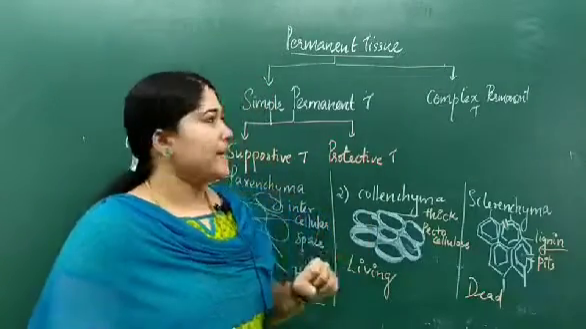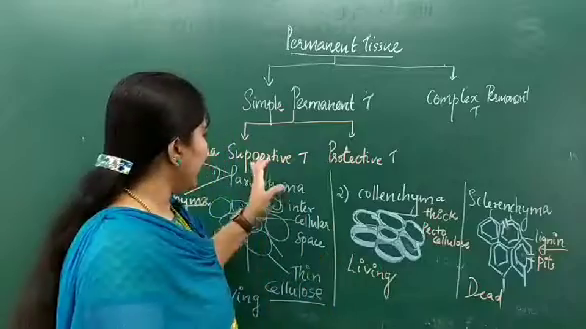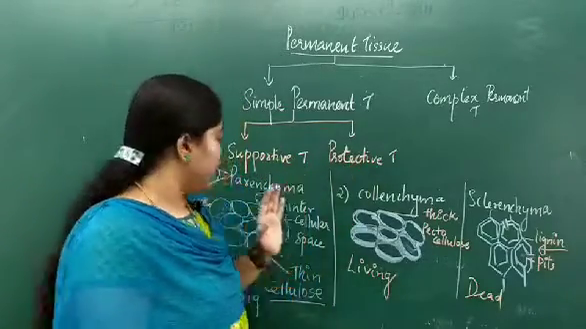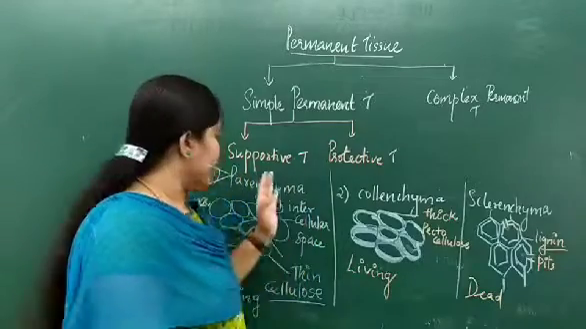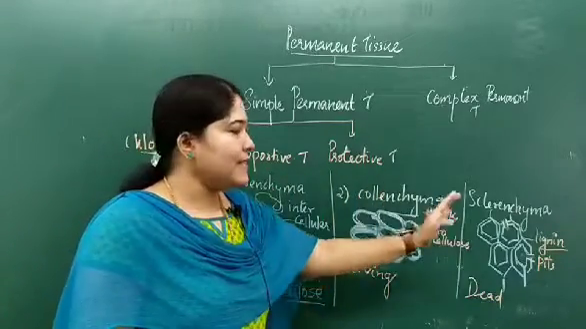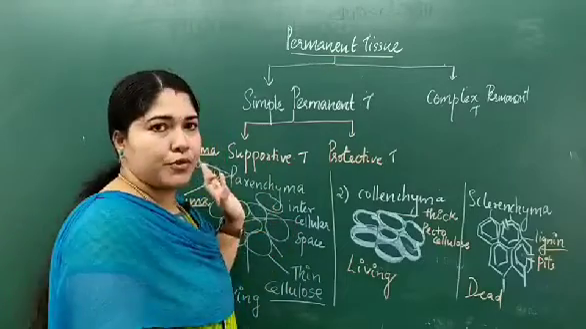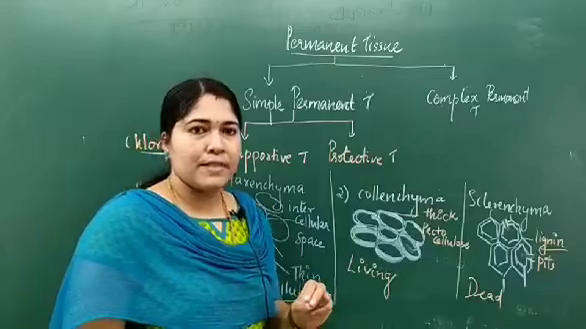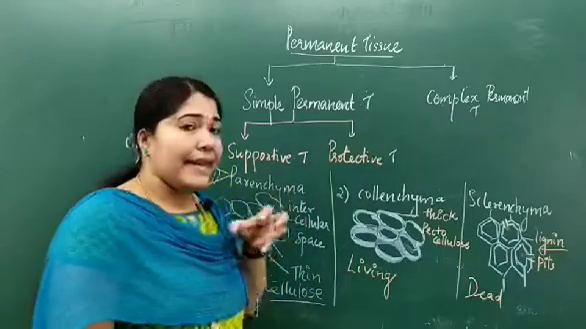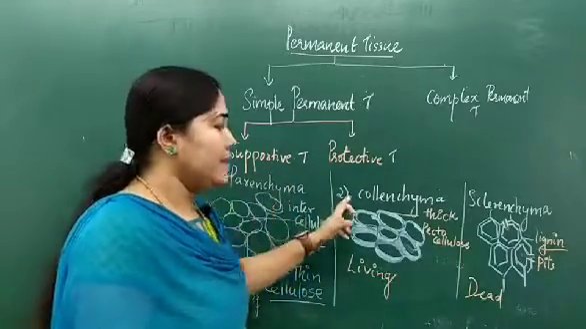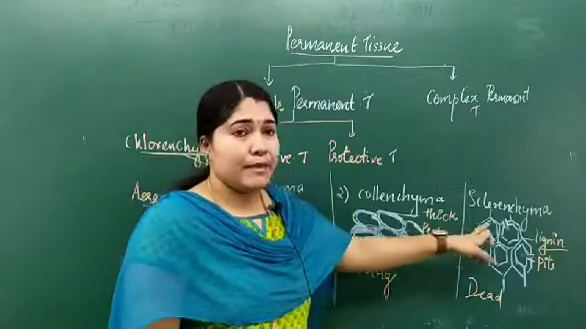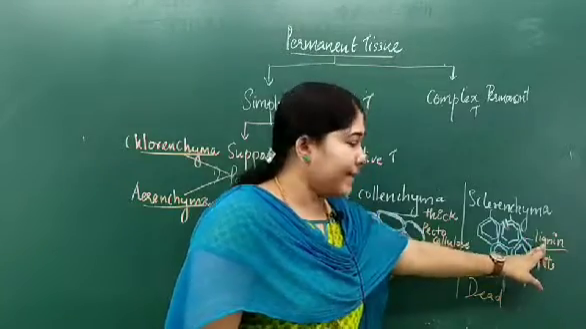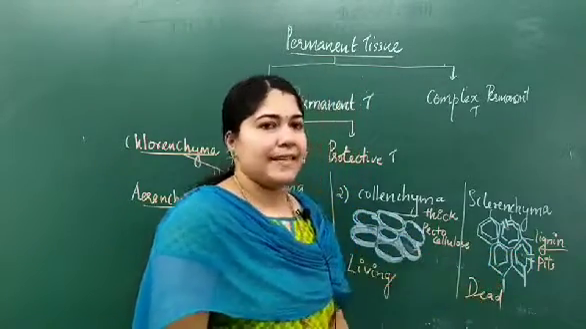So we'll recap it again, students. Simple permanent tissue is divided into two: supportive permanent tissue and protective permanent tissue. Under supportive permanent tissue, we have parenchyma, collenchyma and sclerenchyma. Parenchyma is of two types, chlorenchyma and aerenchyma. If chlorophyll is present, we call it chlorenchyma. If air cavities are present, we call it aerenchyma. Then collenchyma is also living. The difference is sclerenchyma: it's hexagonal, the cell wall is very thick and made up of lignin, pits are present, and it's a dead tissue.